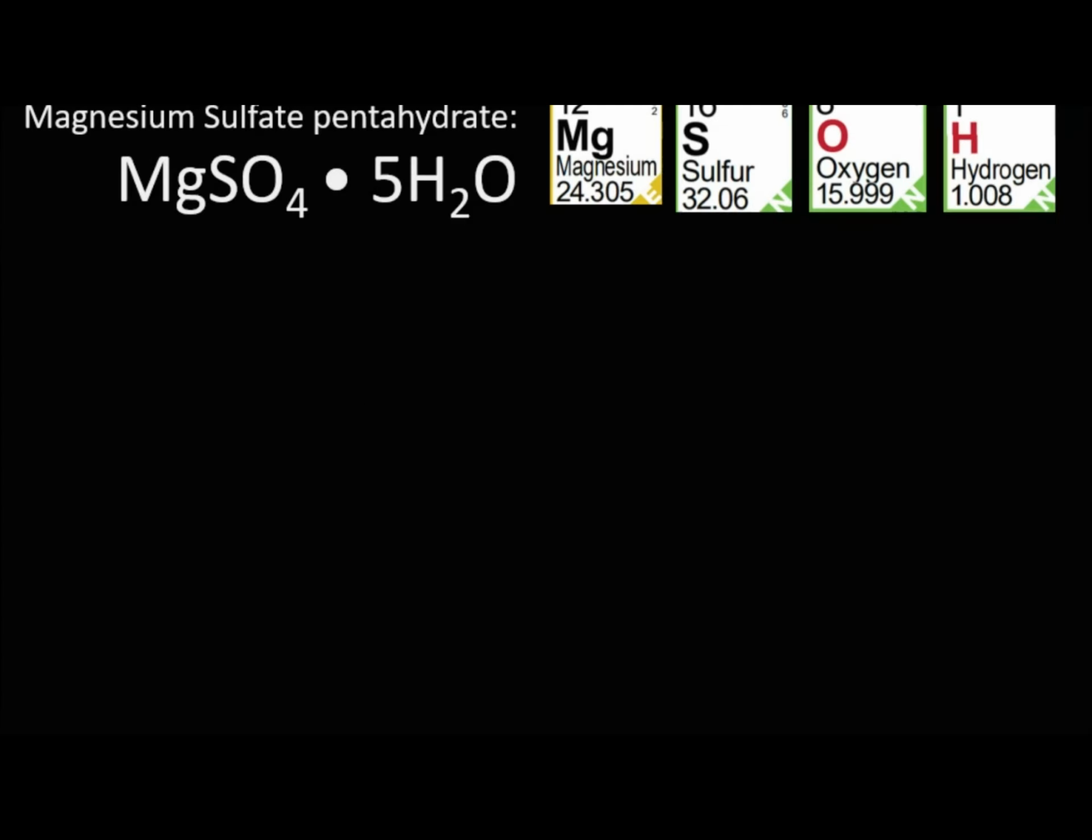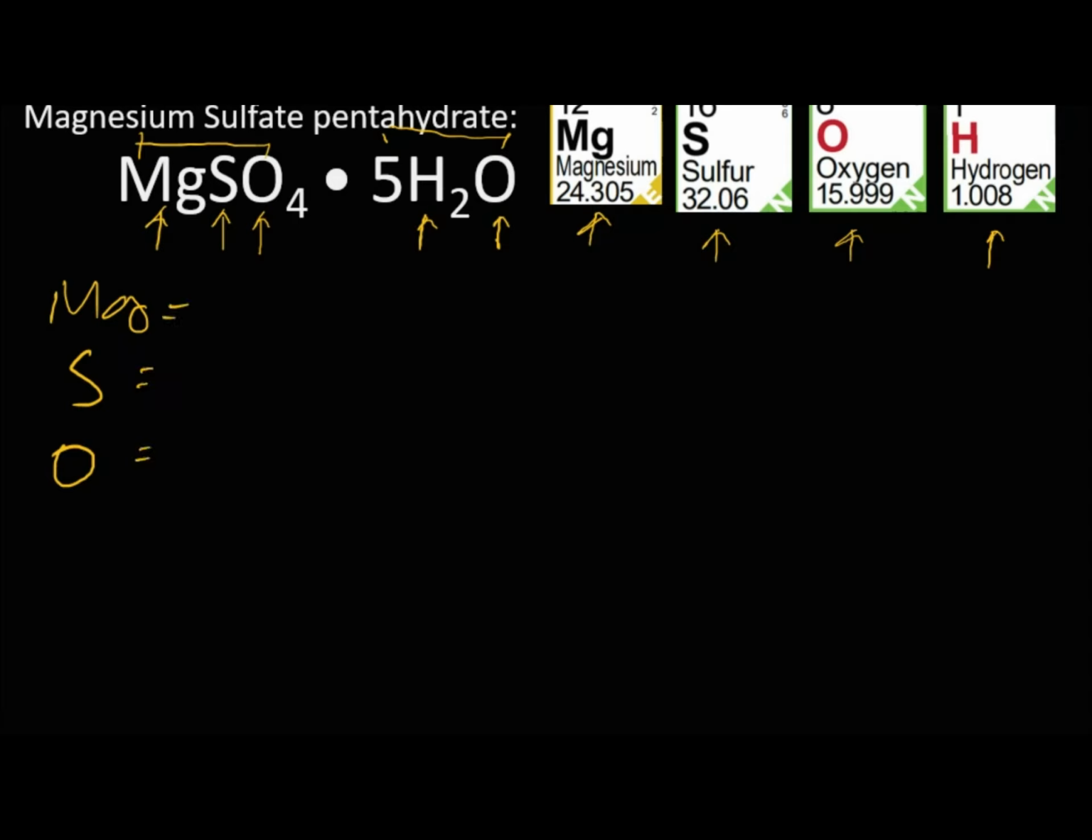Now let's try magnesium sulfate pentahydrate. The dot here just simply tells us that this magnesium sulfate is surrounded by 5 moles of water. So the elements present are magnesium, sulfur, oxygen, hydrogen, and another oxygen. By visiting again the periodic table, you can see the atomic weight here at the bottom. Let's write them down. We have magnesium, sulfur, and oxygen. Let's take this first before we solve this pentahydrate.